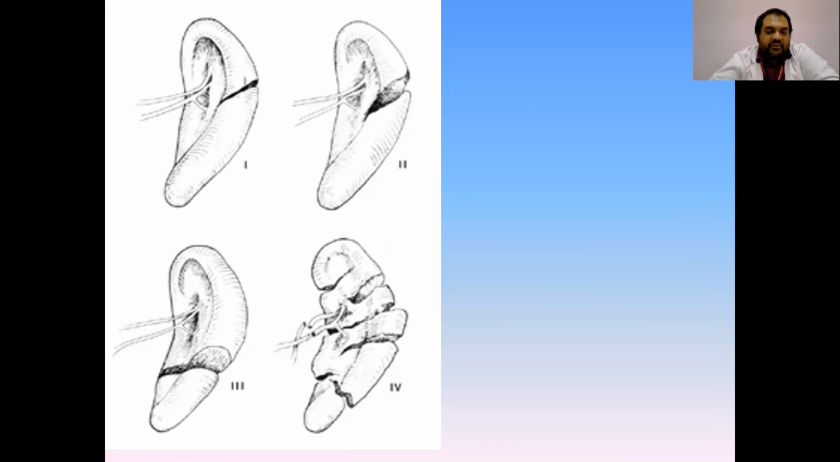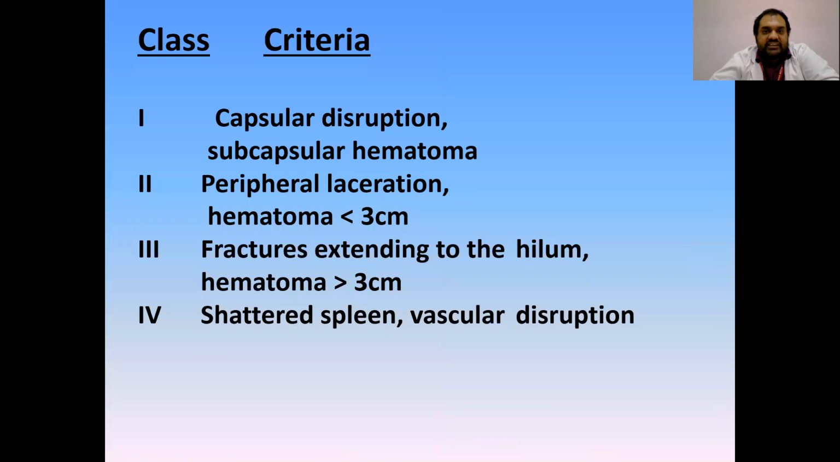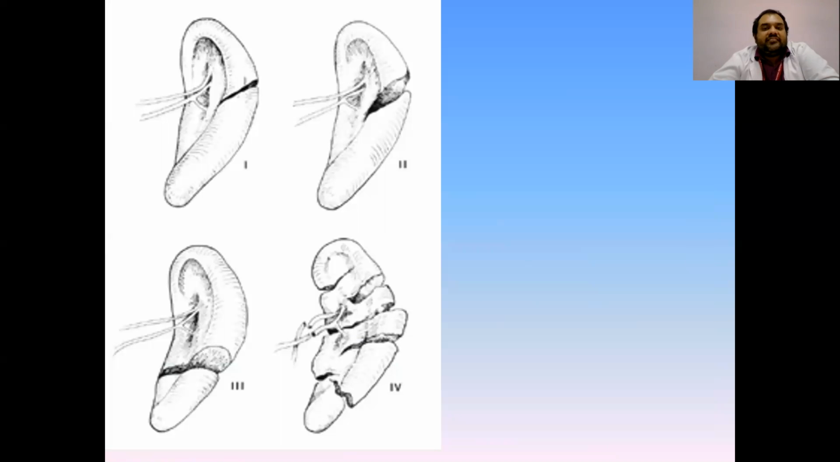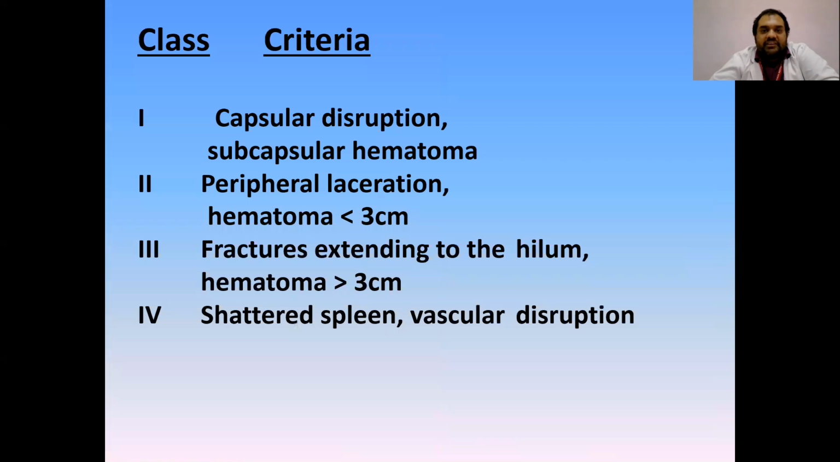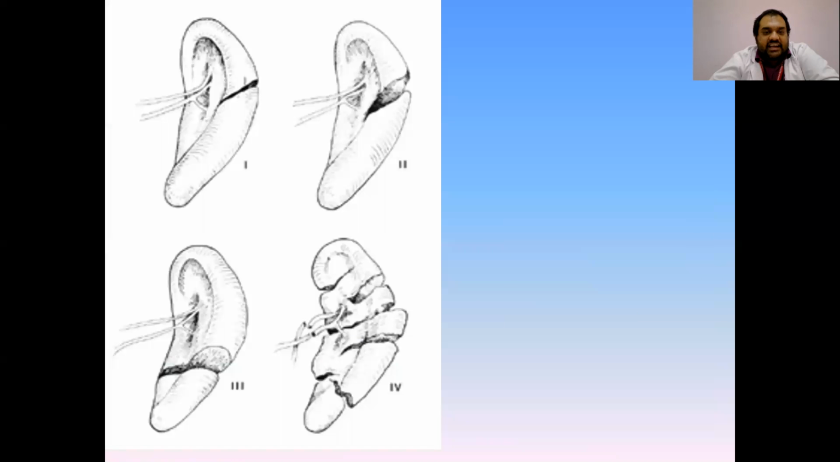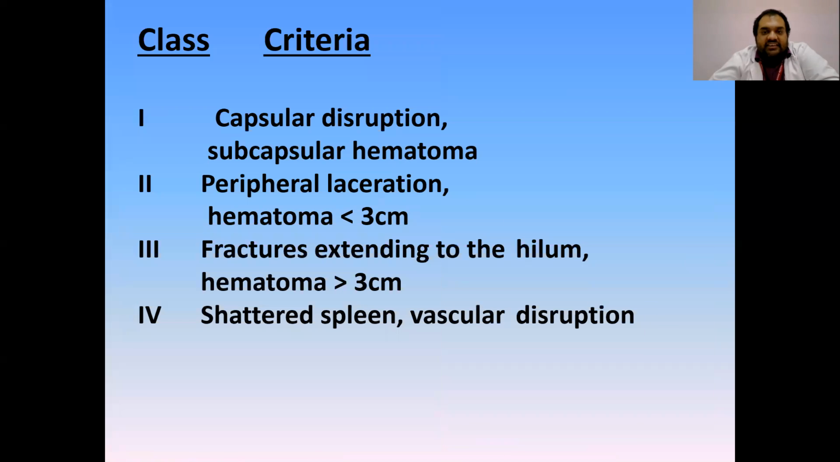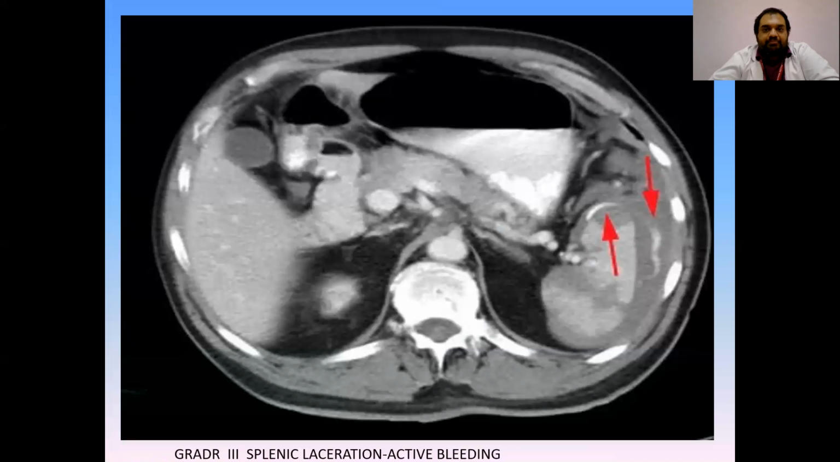Images of the spleen showing the criteria for splenic trauma. First one is showing the capsular disruption and subcapsular hematoma. The second image is showing the less than 3 cm hematoma with peripheral laceration. Third, fracture extending into the hilum and hematoma more than 3 cm. Fourth, there will be the vascular disruption and the shattered spleen.